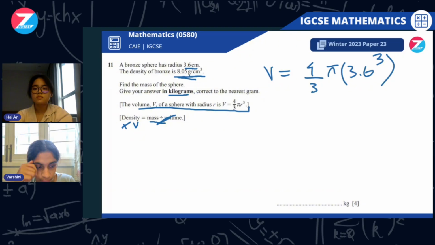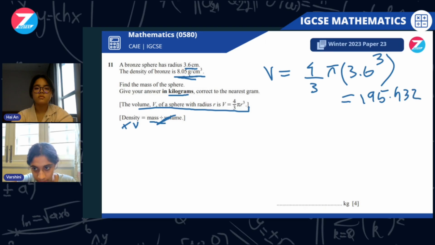Don't use 3.14 or anything else, because that's going to give you an inaccurate value. Okay, so we want the exact value. So you put this in your calculator, you should get the volume as 195.432 something. Okay, so always write when you're working, always write it to as many significant figures as you can, or at least 2 or 3 decimal places, because we want the value to be more accurate.